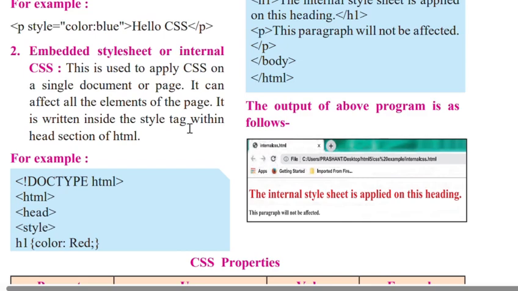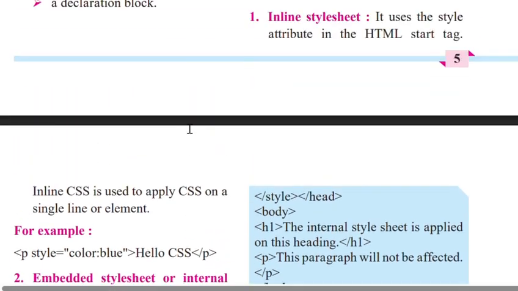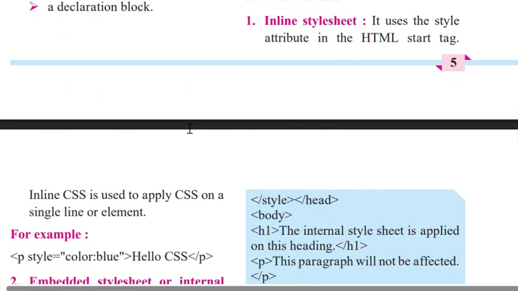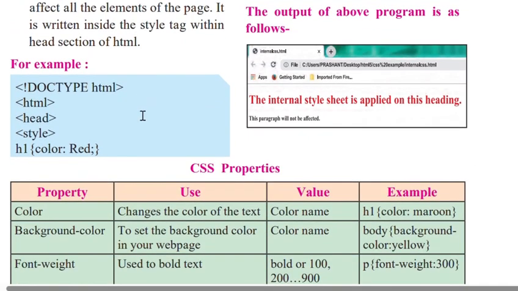Now second we have the embedded style sheet or internal CSS. This is used to apply CSS on a single document or page. It can affect all the elements of the page. It is written inside the style tag within the head section of HTML. Now you can see the difference. In inline CSS we were using the style attribute in the HTML start tag, but in the embedded style sheet or internal CSS we are using a style tag.